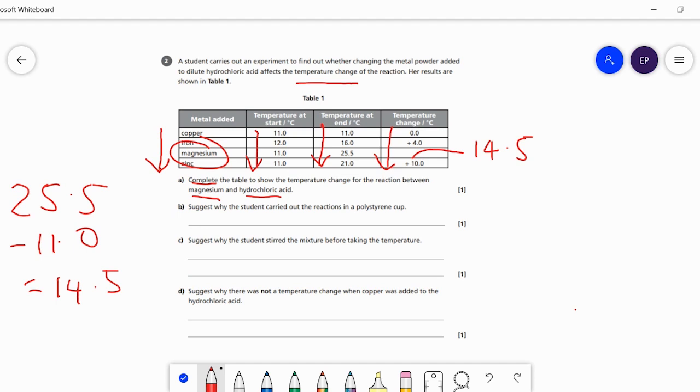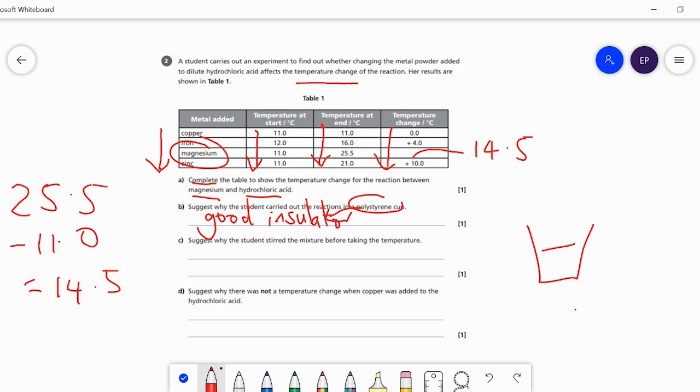B. Suggest why the student carried out the reactions in a polystyrene cup. Well, polystyrene cups are often used for hot drinks, and they work well because that material is a good insulator. It allows us to keep the heat energy inside the cup. So polystyrene is a good insulator. So by keeping the heat energy inside the cup, it allows us to measure the maximum possible temperature change.